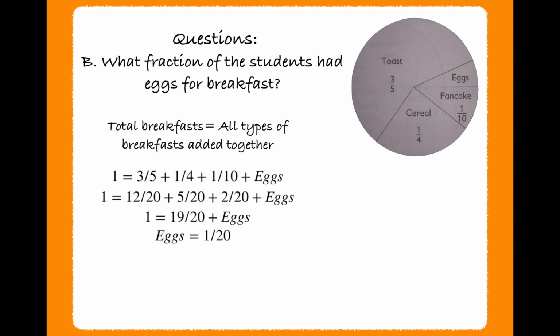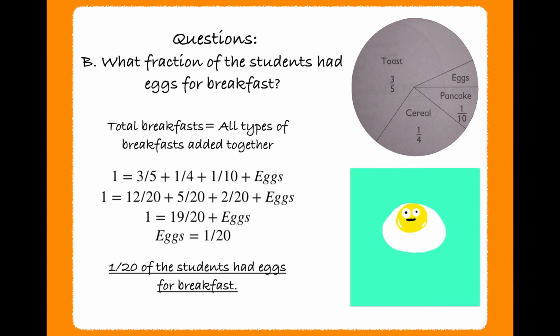Next, you need to find a common denominator between 5, 4, and 10. This common denominator is 20. 1 equals 12/20 plus 5/20 plus 2/20 plus eggs. 1 equals 19/20 plus eggs. That means that the fraction for eggs must be 1/20. 1/20 of the students had eggs for breakfast.